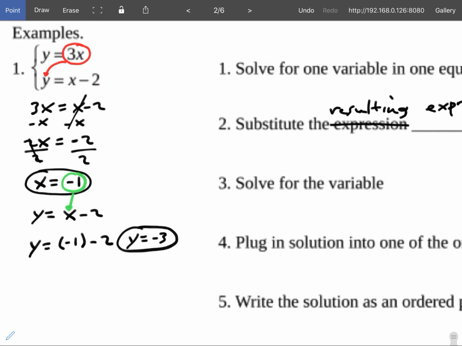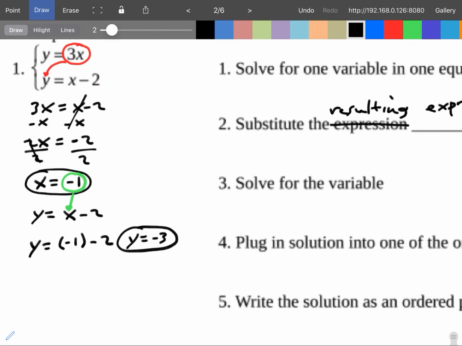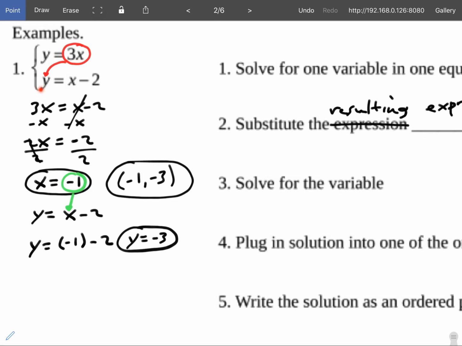Now it said to write the answer, step 5, I think it said to write the answer as an ordered pair. So if you do that, you would write x is -1, y is -3. So again, that's the x and y value that would make both of these original equations true at the same time. And if we did this problem graphically, this would be the point, like we did last Monday and Tuesday, this would be the point where the two graphs hit each other.